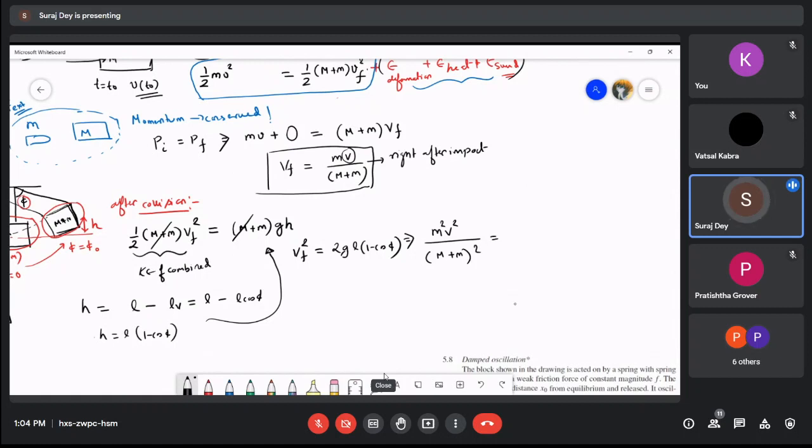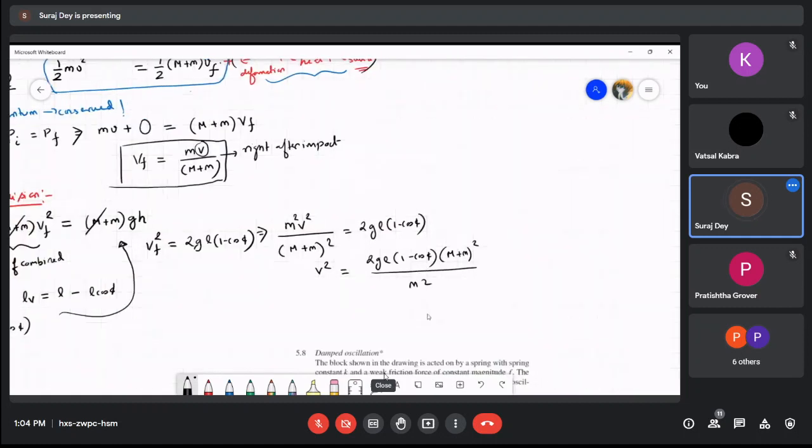So right, I just substitute this part into here, twice Lg times 1 minus cos phi, and so then you can find what the velocity of the bullet was. So this is it.